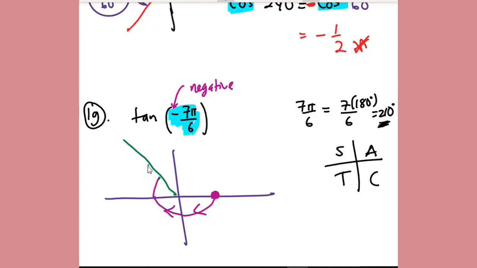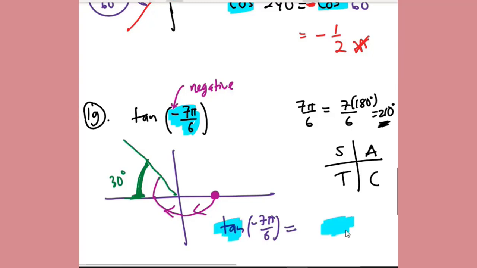So the acute basic angle here from the x-axis to the line: 210 minus 180 is equal to 30. How do you express the answer? Tangent negative 7 pi over 6 is equal to tangent. If it is tangent, it stays tangent, you don't change it. You have to write tangent. This is 30 degrees.